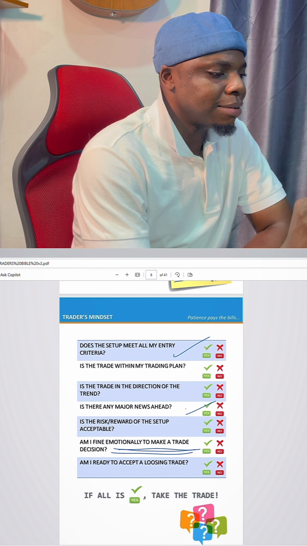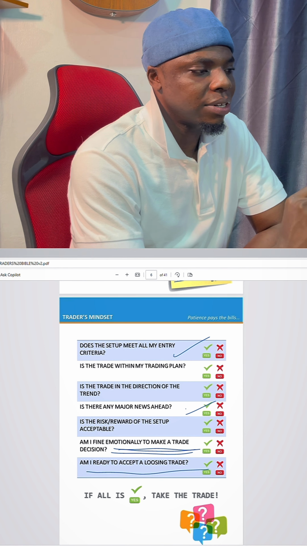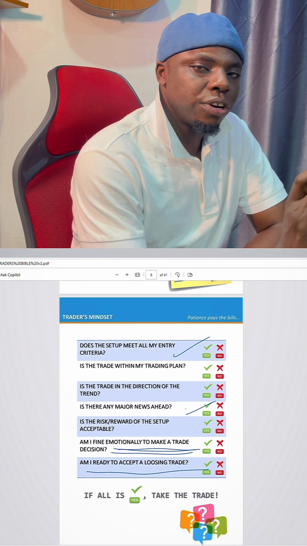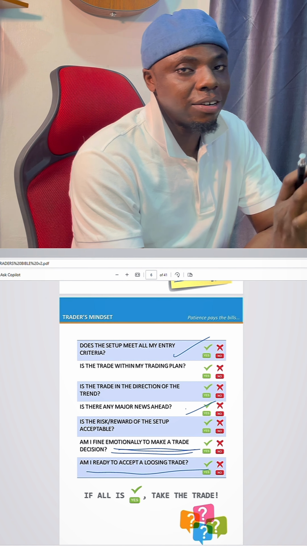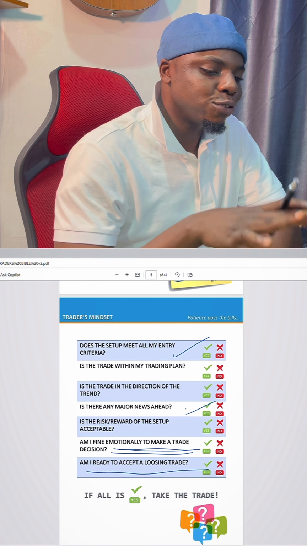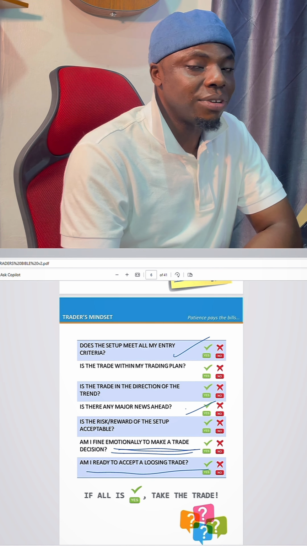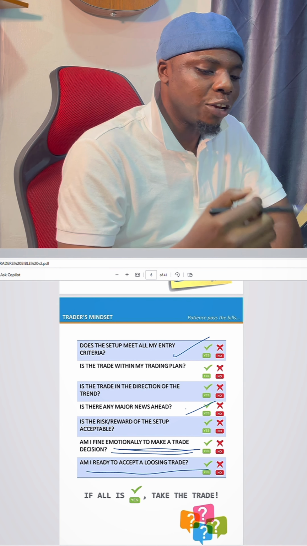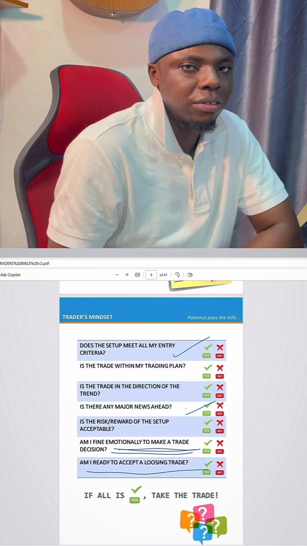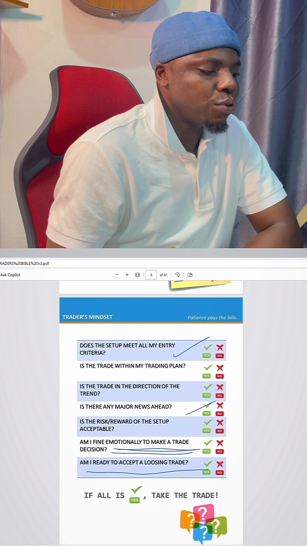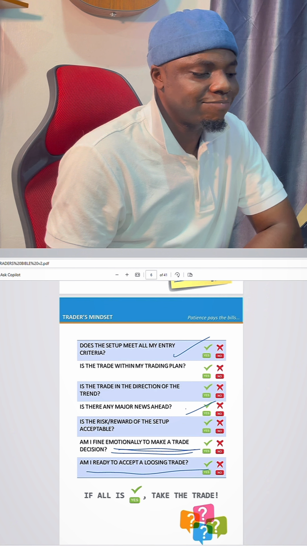I'm ready to accept a losing trade. Now, in respect to that, we all say that forex traders are risk takers. And I always say that not all forex traders are risk takers. Risk takers are the set of people who have accepted the risk before taking it. So if you don't accept the risk, that is when you place a trade and you'll be running after your MT4, your MT5. But if you accept it, you allow it to run. So if all is yes, then take your trade.